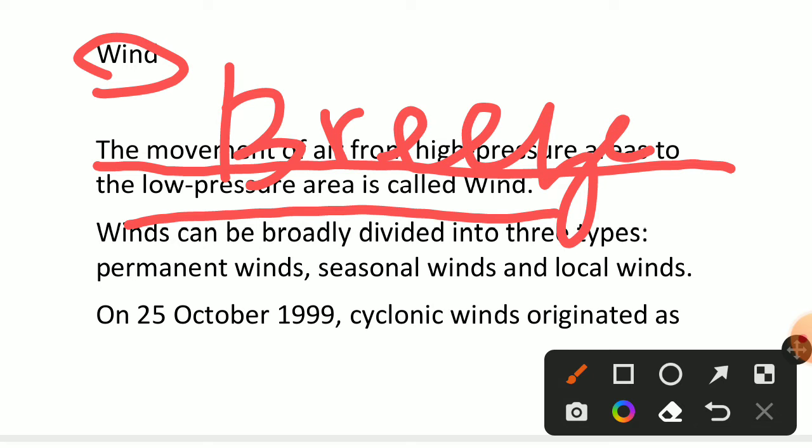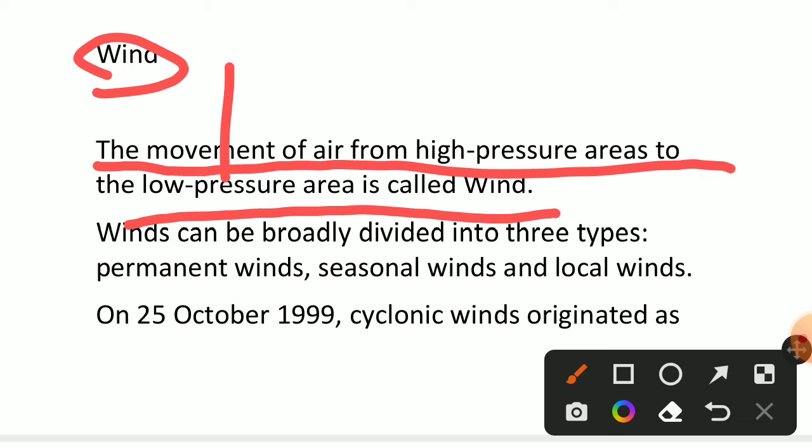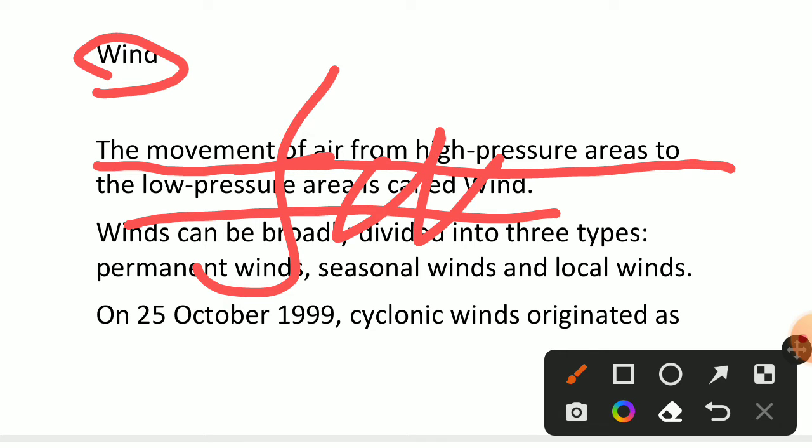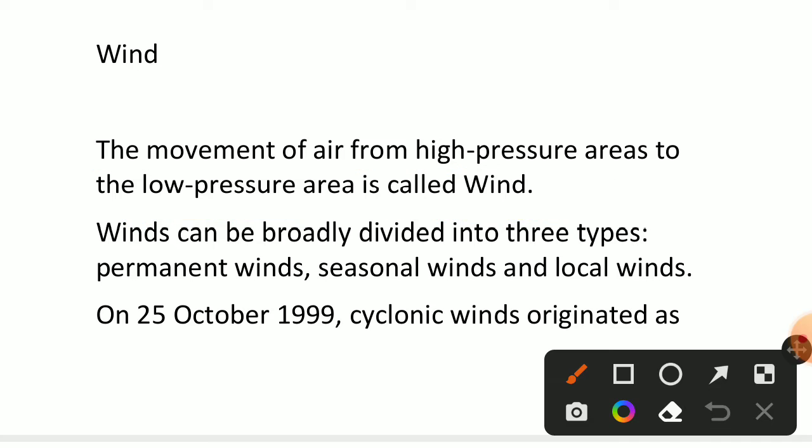Slow moving air is called breeze. Fast moving air is called wind. That is why the definition is given here: the movement of air from high pressure to low pressure, that is fast moving air, right? So it is called wind. Now we know the definition of wind.